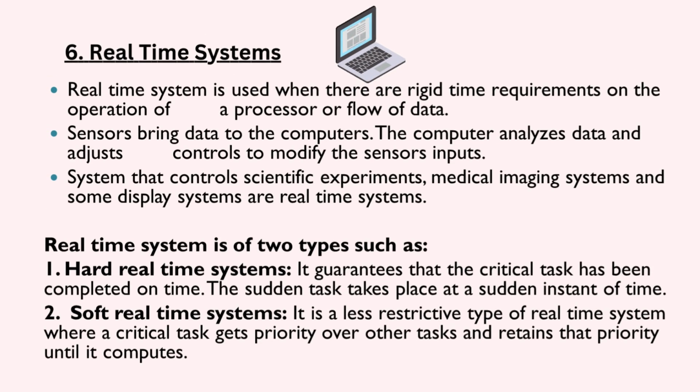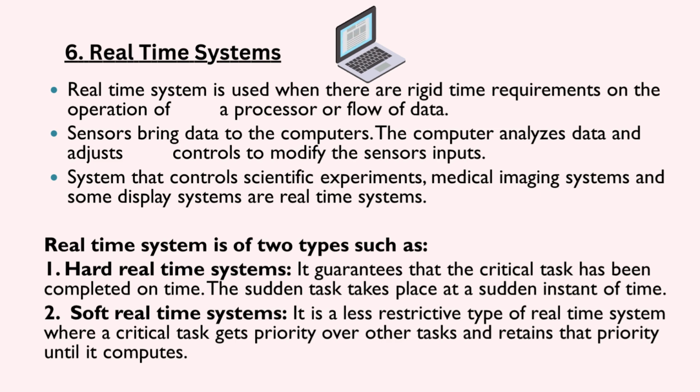6. Real-time systems. A real-time system is used when there are rigid time requirements on the operation of a processor or the flow of data. Sensors bring data to the computers. The computer analyzes data and adjusts controls to modify the sensor's inputs. Systems that control scientific experiments, medical imaging systems, and some display systems are real-time systems.